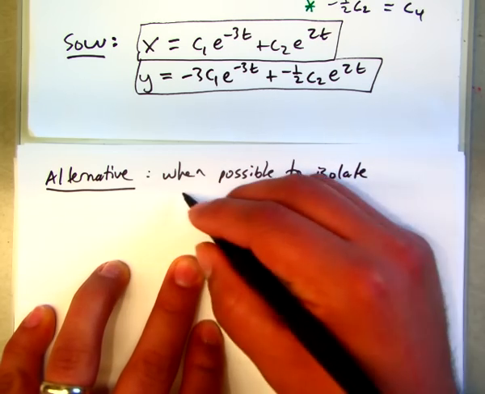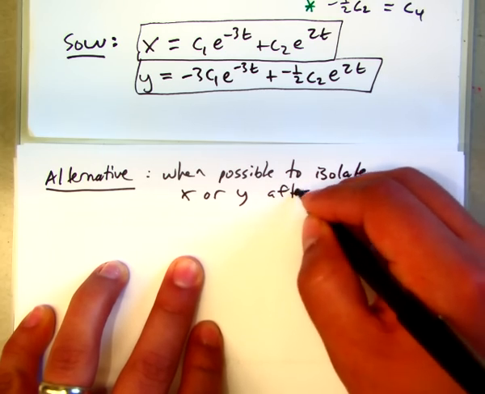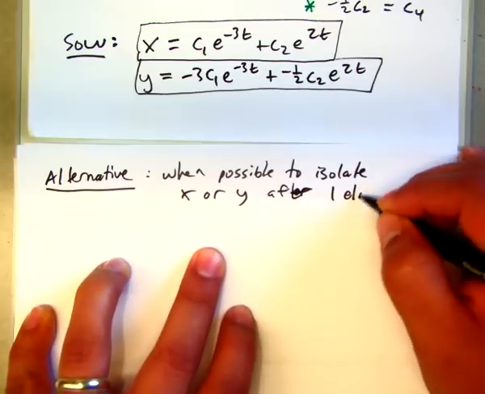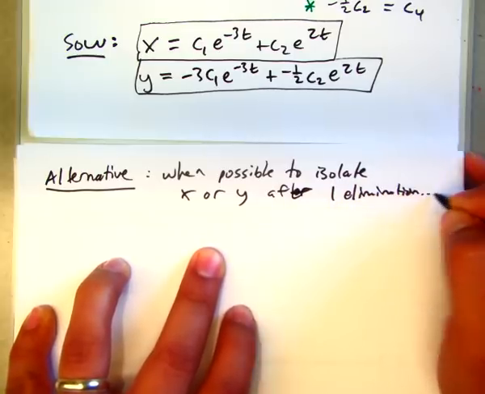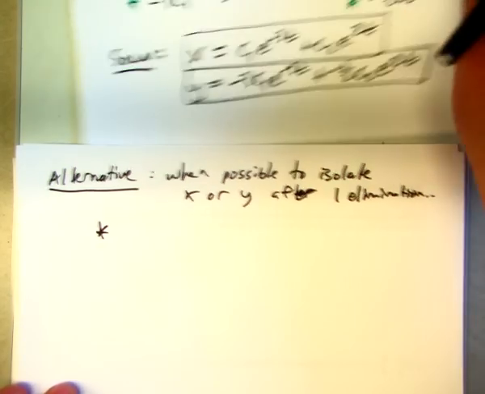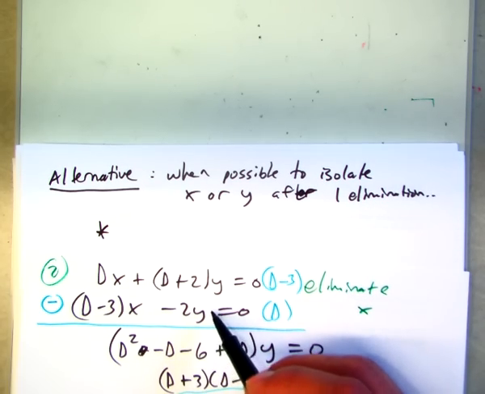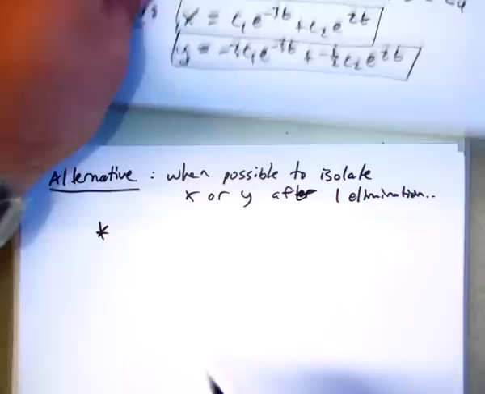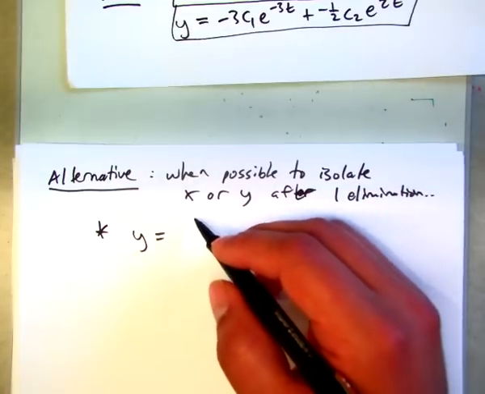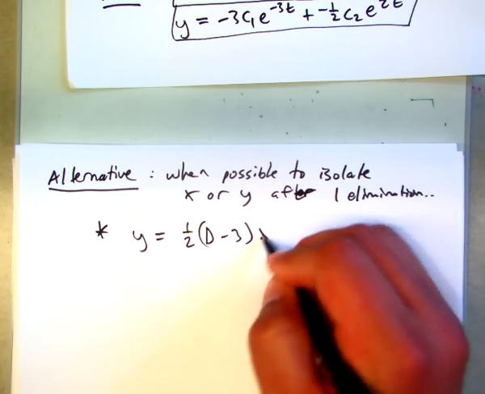to isolate x or y after one elimination. So we would say, in the second equation, I could get y alone pretty easily because I already knew what x was. Y would just be, move it to the right, divide by 2, so it'd be half of d minus 3 times x.